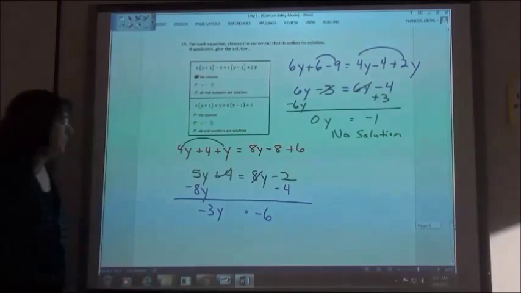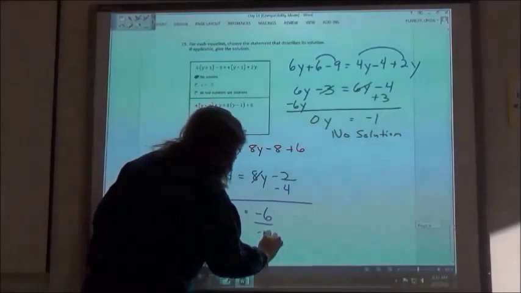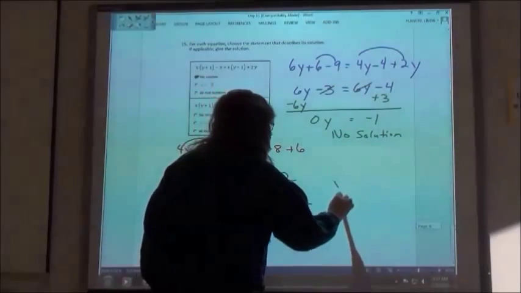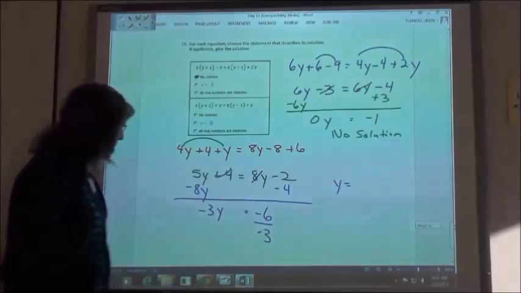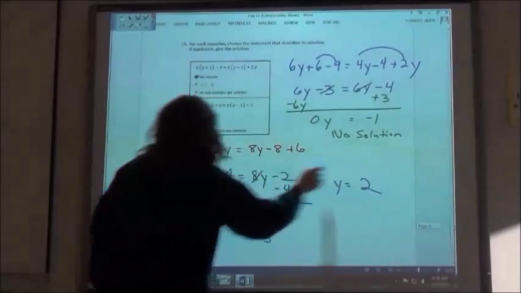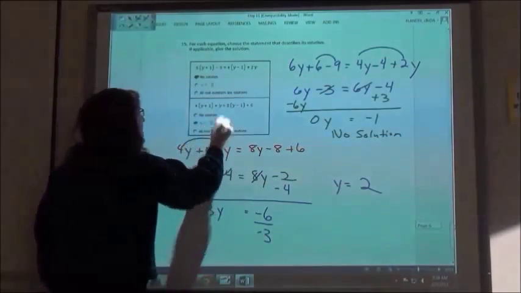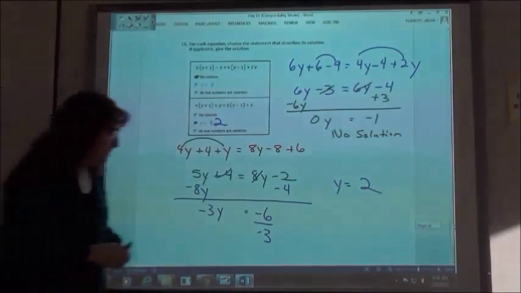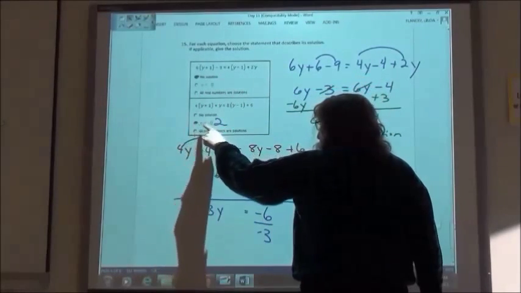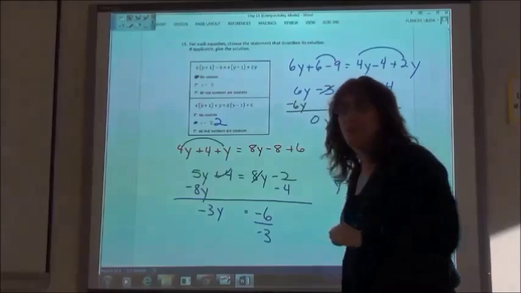Okay, divide that by negative 6. Negative 6 divided by what? Negative 3. Negative 6 divided by negative 3 is 2. So y is going to equal 2. All right, so I put 2 in the y. Put the middle one, click that box, and then put the 2 in there. So it says y equals 2.